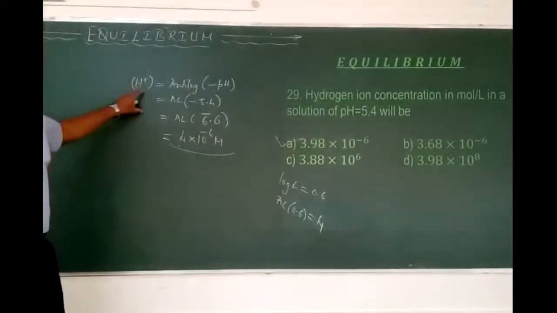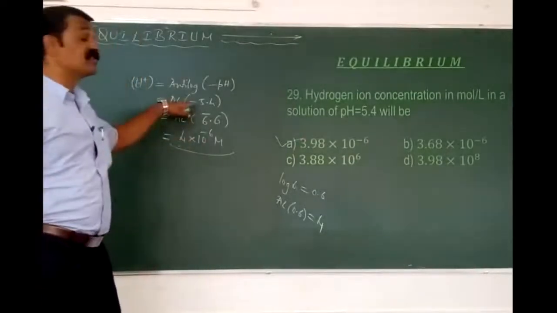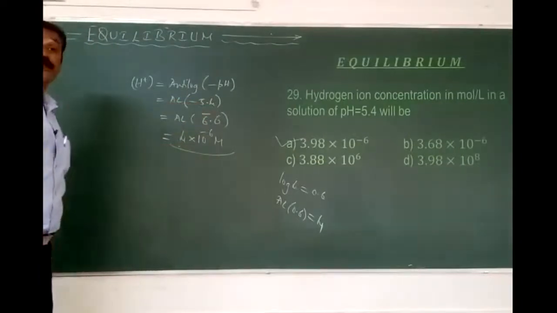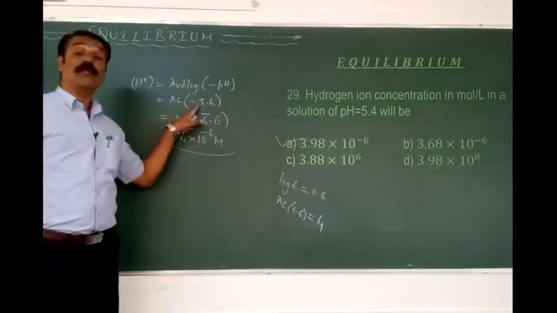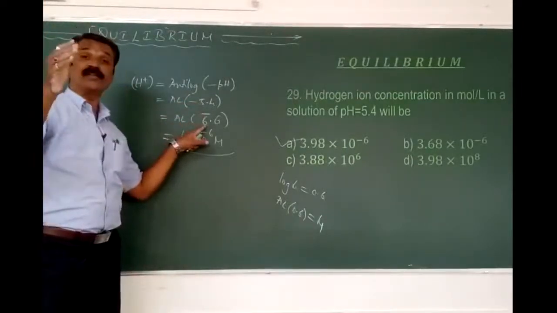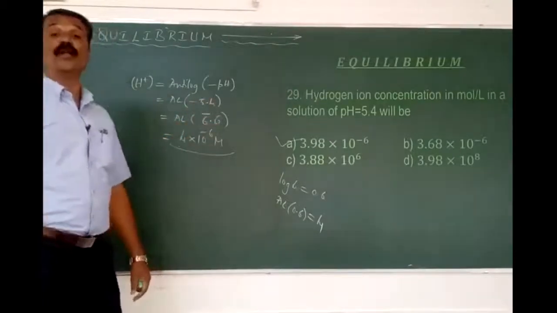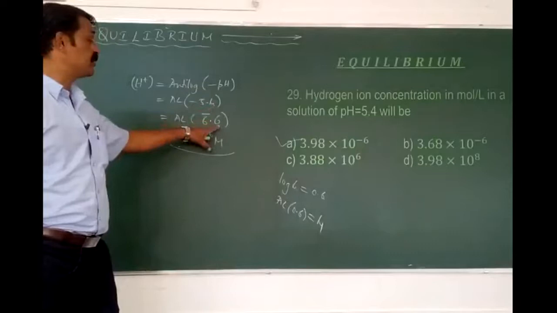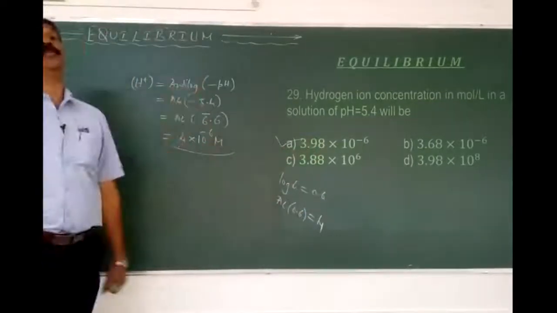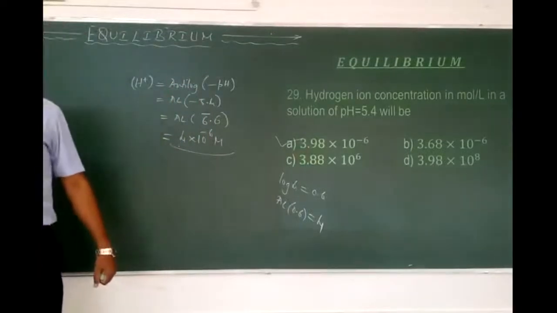Here, the direct formula is that H plus concentration is always equal to the antilog of negative pH. Negative pH means negative 5.4. But we can't have antilog for the negative. What we have to do is, for this whole number, add 1 and then put it as a bar. Therefore, 5 becomes 6, and minus 5 becomes 6 bar. And the fraction has to be subtracted from 1. Therefore, it is 1 minus 0.4, which is equal to 0.6. Antilog of 0.6 is equal to 4. Therefore, 4 into 10 to the power of minus 6.